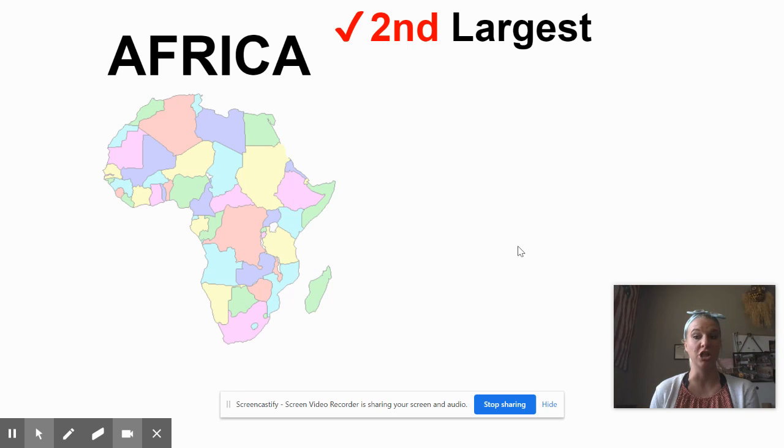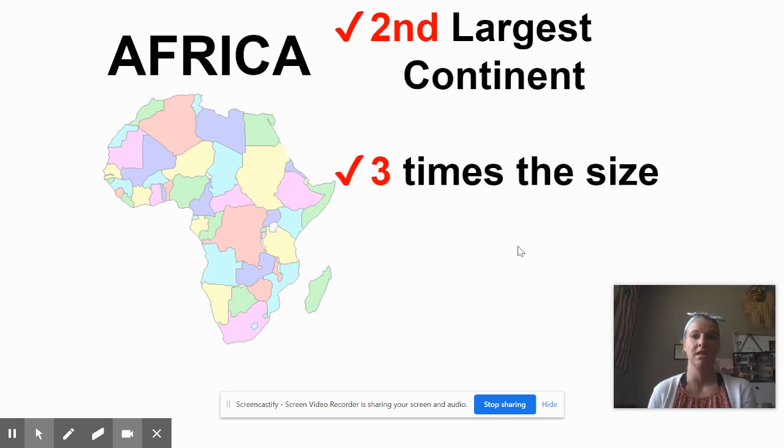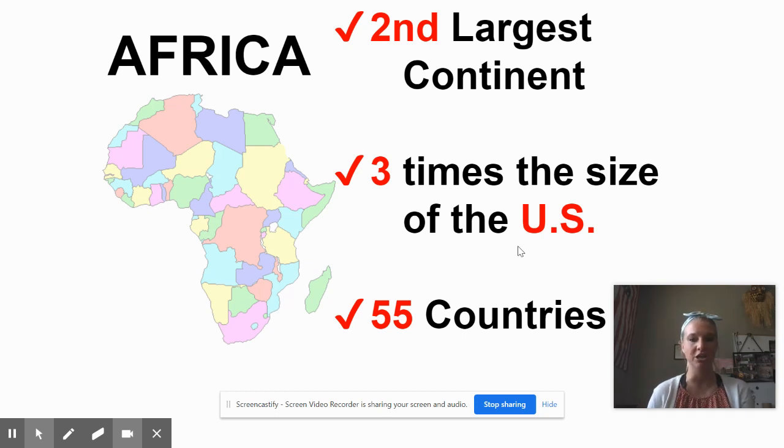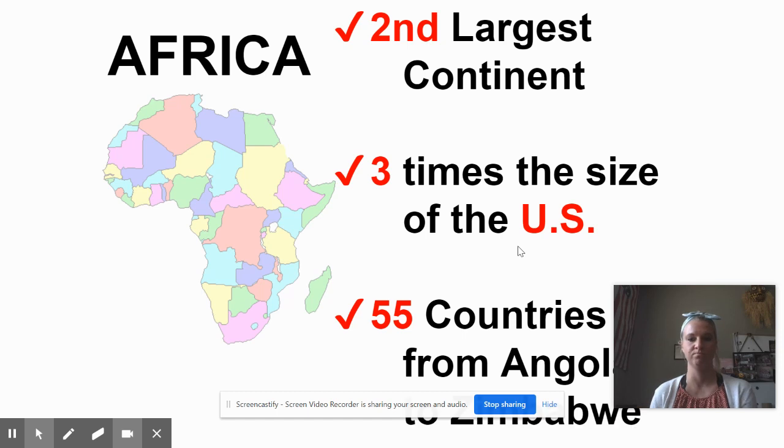So Africa, second largest continent, 3 times the size of the US, and there are 55 countries altogether. So we have 50 states, they have 55 countries. That means they are not like the United States of Africa. They are their own countries within the continent of Africa, and they have 55 total, all the way from Morocco to Zimbabwe. So we have our northern African countries, we have our southern African countries, and all of them in between.